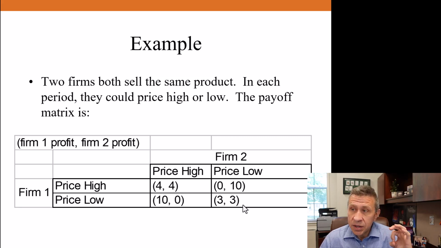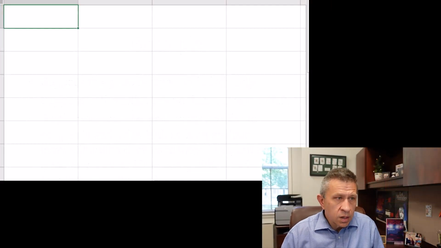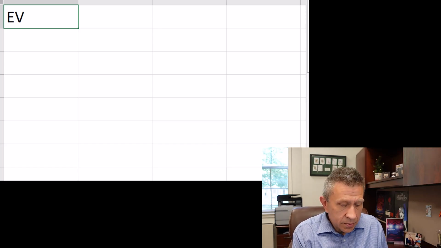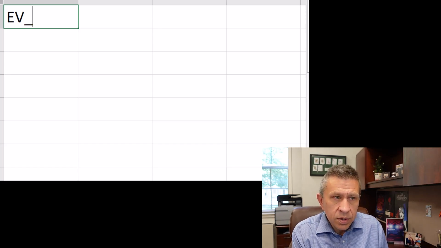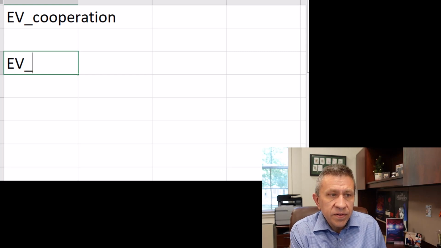If the game is indefinitely repeated and both firms play the Grim strategy, is cooperation sustainable? That is the question we seek to answer. In order to answer that question, we need a discount factor. Let's suppose it's 0.9, and both are playing the Grim strategy. To determine if cooperation is sustainable, we need to look at the expected value of cooperation and compare that to the expected value of defecting.